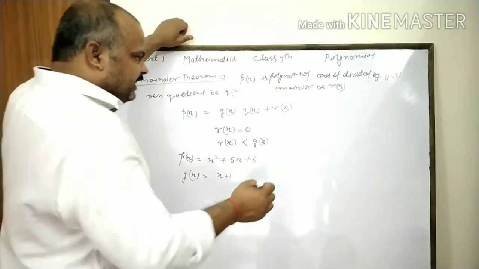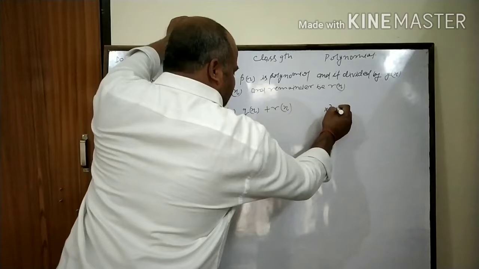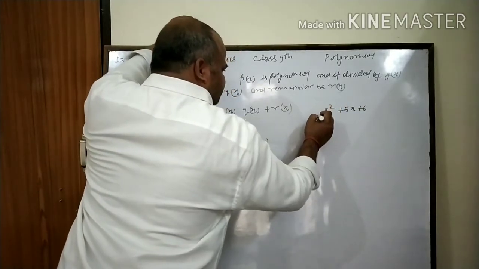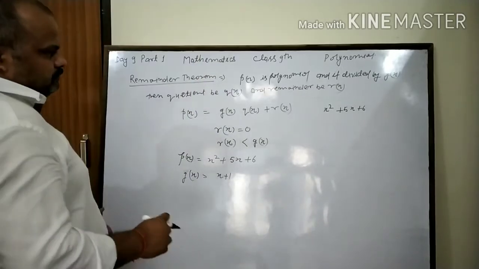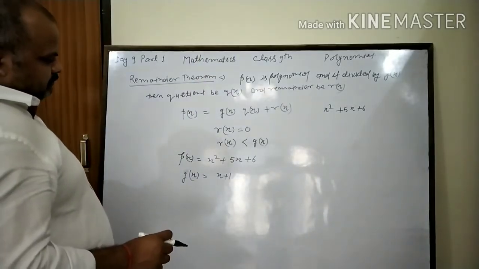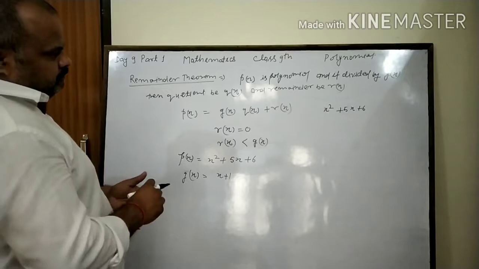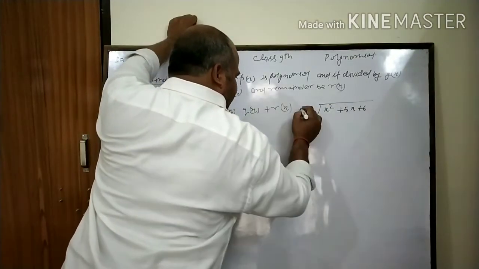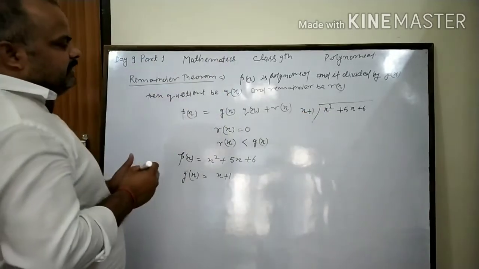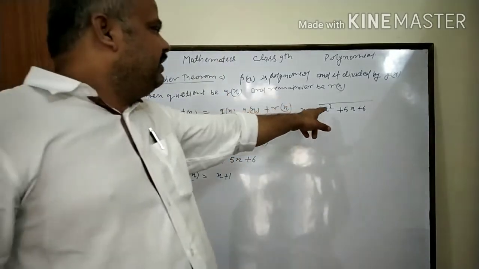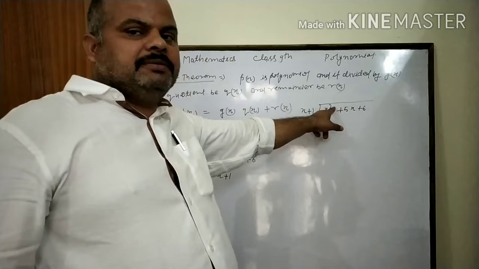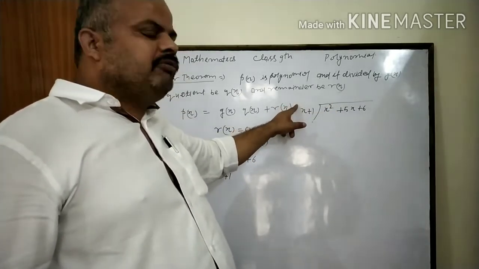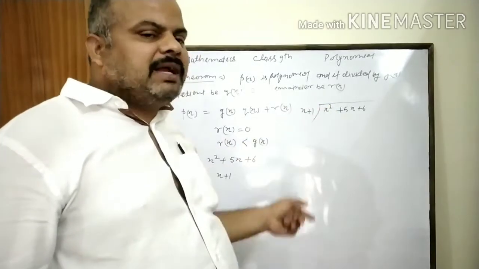Then see here, the actual division method: x square plus 5x plus 6 divided by x plus 1. Here you see the degree of the dividend is 2 and the degree of the divisor is 1. Sometimes both are the same.